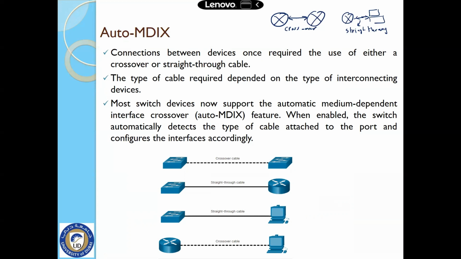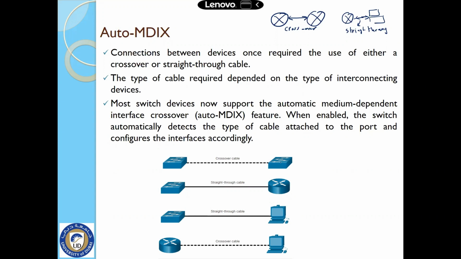However, now technology has advanced. So nowadays we have switch devices where it doesn't matter what cable you use, it still will work fine. Most switch devices now support the automatic medium dependent interface crossover, so it doesn't matter whether they are the same or different. When enabled, the switch automatically detects the type of cable attached to the port and configures the interface accordingly. So this one is kind of smarter.